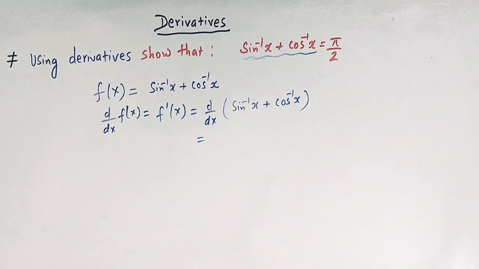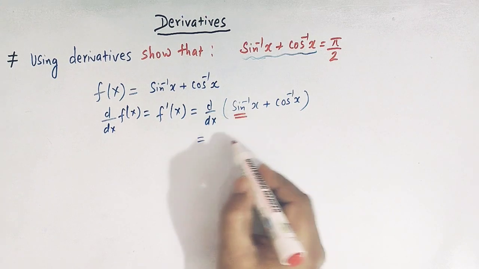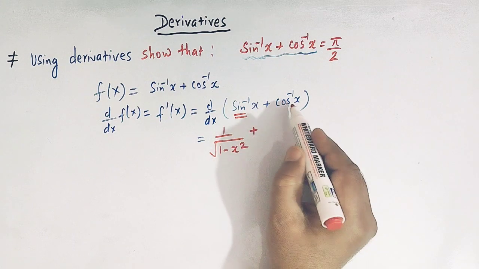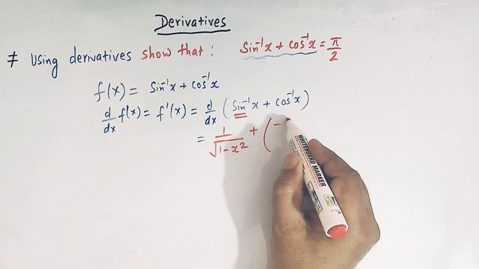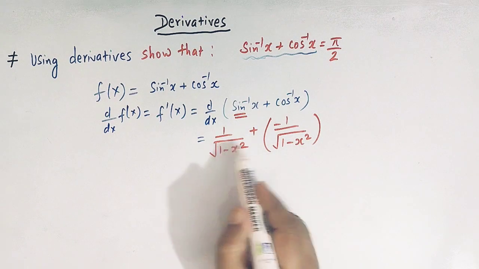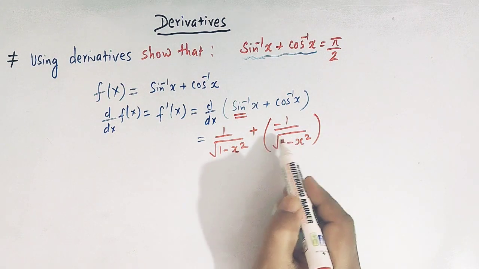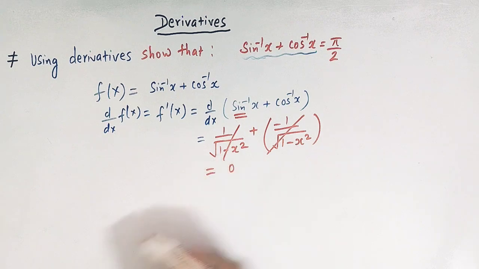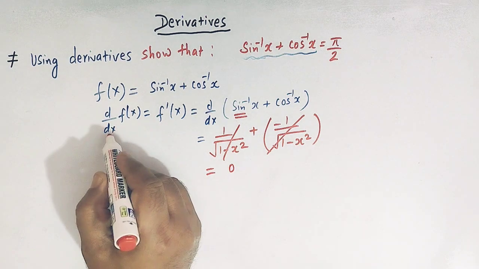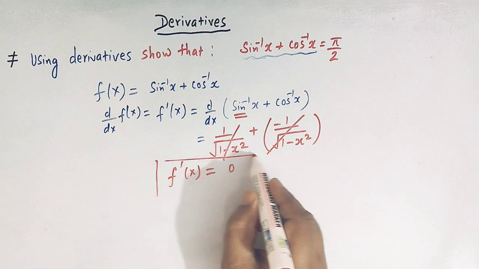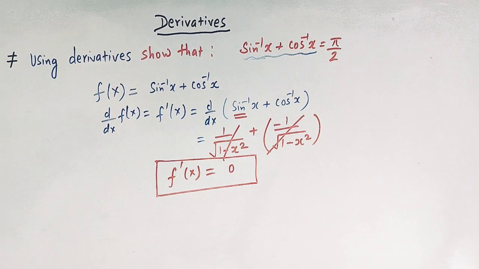Now from calculus we know that the derivative of sine inverse x is 1 over square root of 1 minus x square, and the derivative of cos inverse x is minus 1 over square root of 1 minus x square. Both these terms are equal but opposite, so they cancel and we are left with 0. So now we have obtained f prime of x is equal to 0.